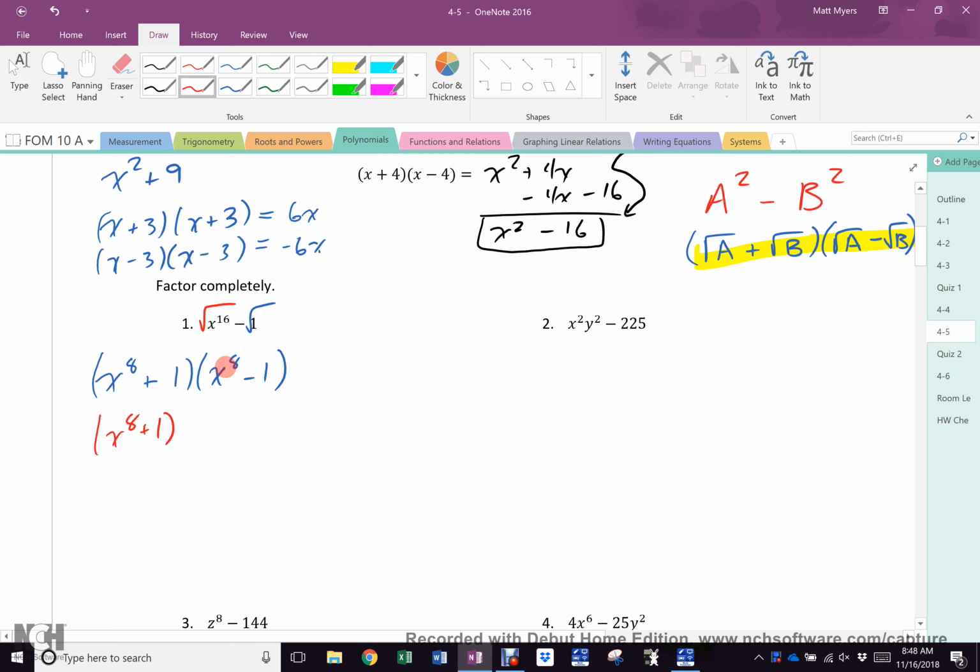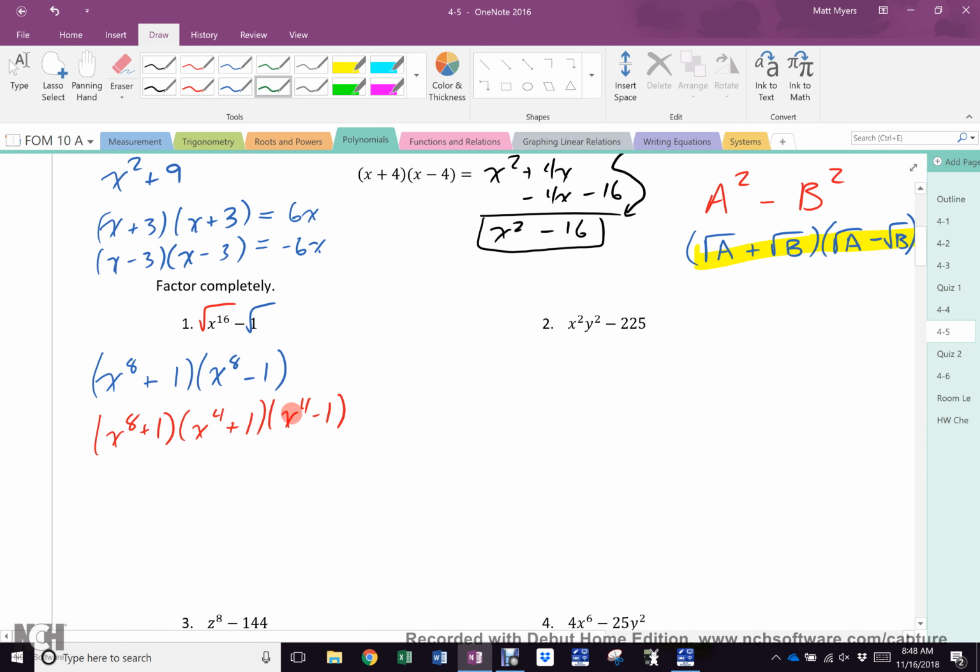What is it? X to the fourth. Noticing that 16 got me 8, so 8 must get me 4. Does that have a square root? What is it? So x to the fourth plus 1, and then x to the fourth minus 1. Am I done? Why not?